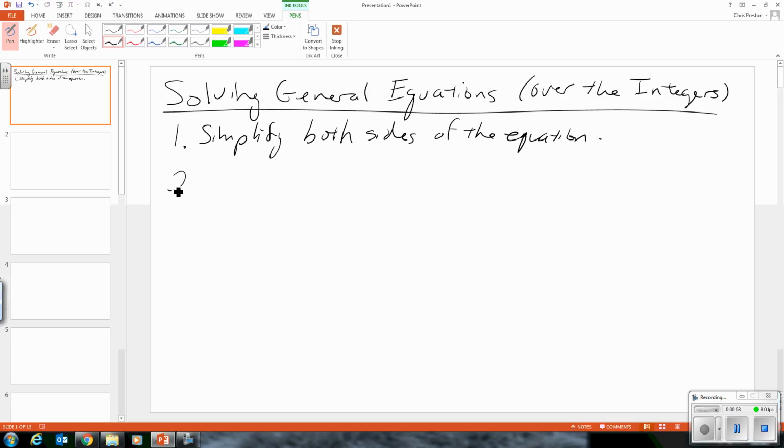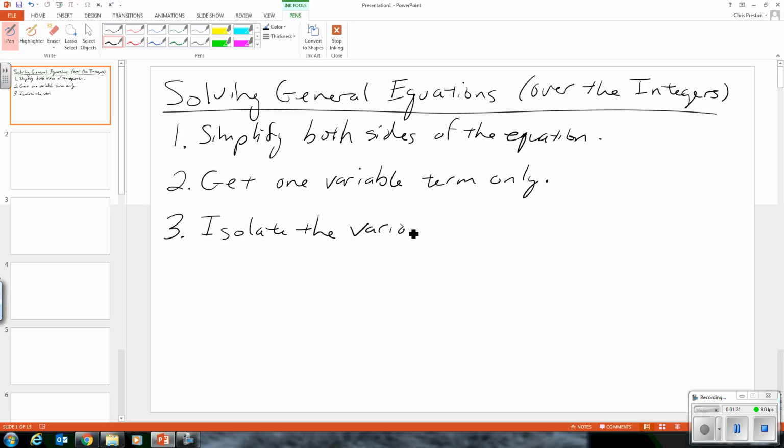The second thing you want to do is to get one variable term only. And you might think, well, if I've simplified, haven't I combined like terms? Well, you might have a variable term on each side of the equation, and so we'll only want a variable term on one side of the equation. And then the last thing, isolate the variable.